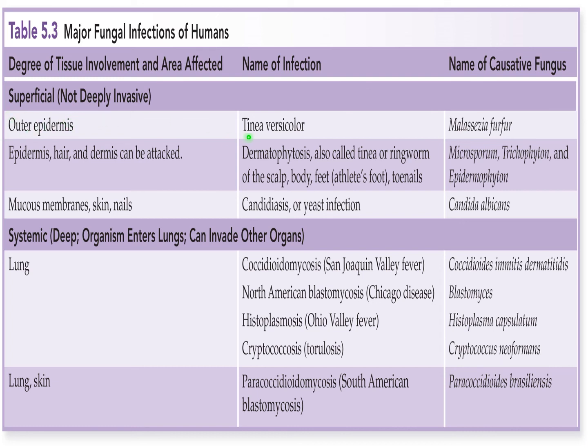So most of the ones that infect the epidermis, hair, or dermis are called dermatophytes, and they're also known as tinea infection, or sometimes called in general ringworm. Systemic fungal infections primarily affect the lung. The spores are inhaled, and then can go from the lungs to many parts of the body. And we have several that we see.